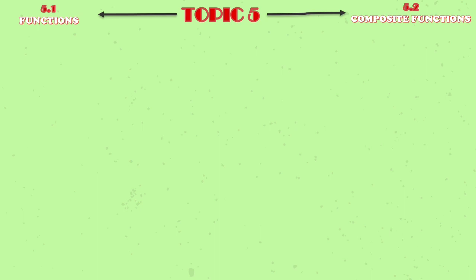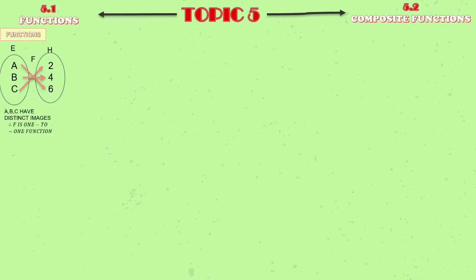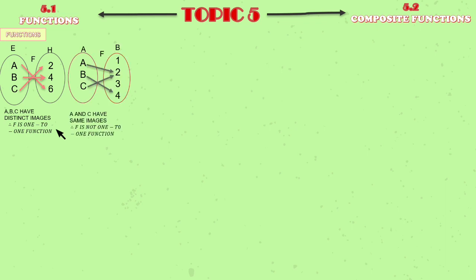Today we will learn topic 5, which is 5.1 function and 5.2 composite function. For 5.1 function, you can see the first arrow diagram. F is a one-to-one function since each element of E maps to only one element of H. For the second arrow diagram, F is not a one-to-one function, but this is a many-to-one function.